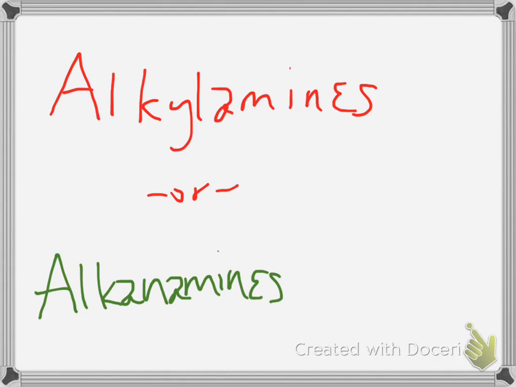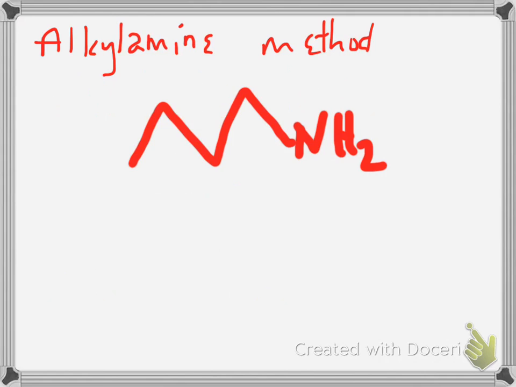The two methods of naming amines, you can think of them as being called alkylamines, where we use the alkyl derivative with an amine ending, or alkanamines, where you name the alkane group, you drop the terminal E, and you replace it with amine. So let's work through some examples. Let's look at this example here.